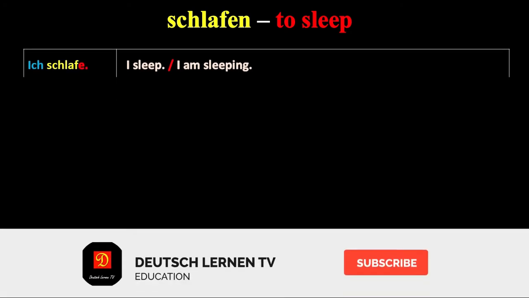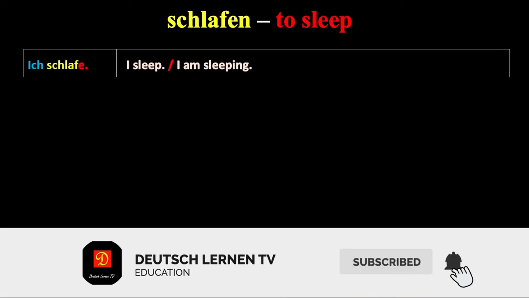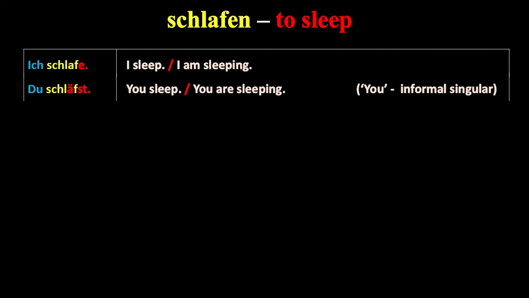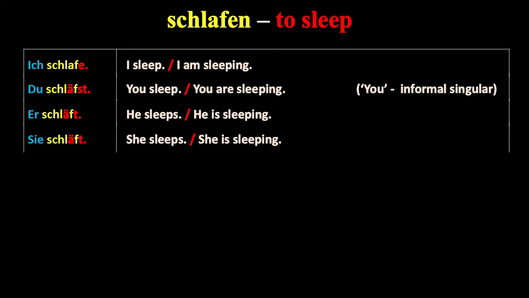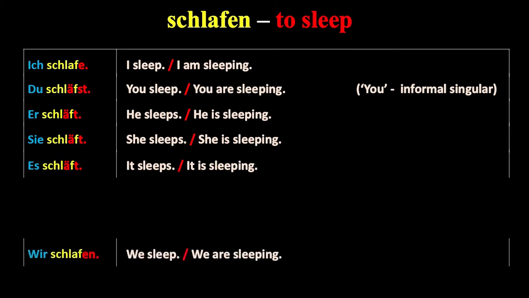Ich schlafe, I sleep or I am sleeping. Du schläfst, you sleep or you are sleeping. Here you is informal and singular. Er schläft, he sleeps or he is sleeping. Sie schläft, she sleeps or she is sleeping. Es schläft, it sleeps or it is sleeping.